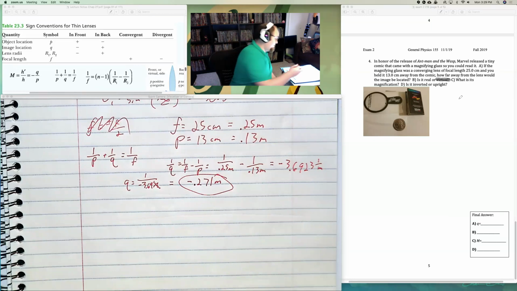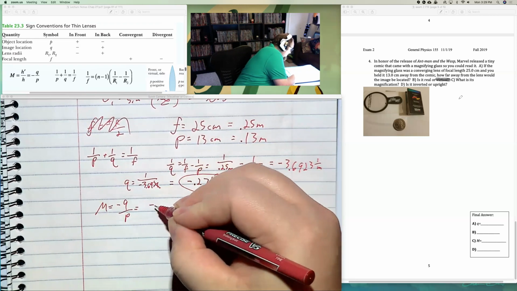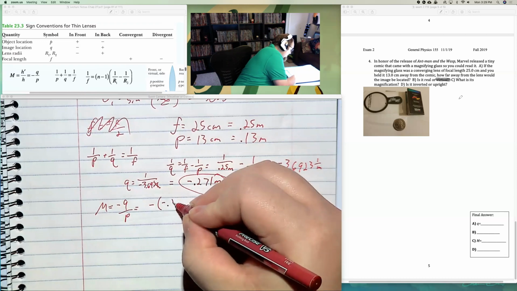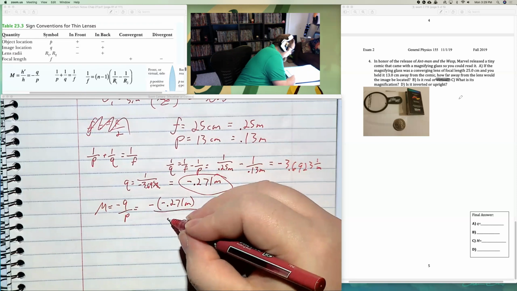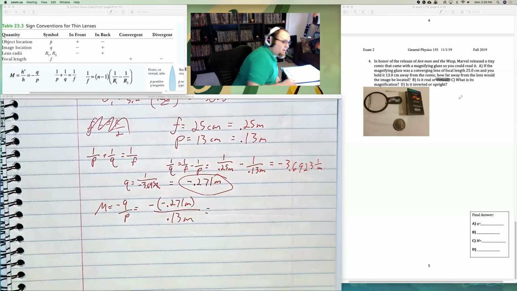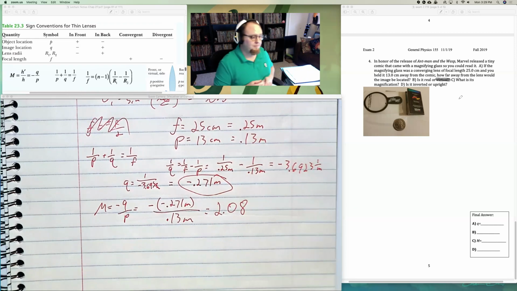What's the magnification? Magnification is negative q over p. So it's negative times negative 0.271 meters over 0.13 meters. When you do that math, I get 2.08. So that's the magnification, 2.08.